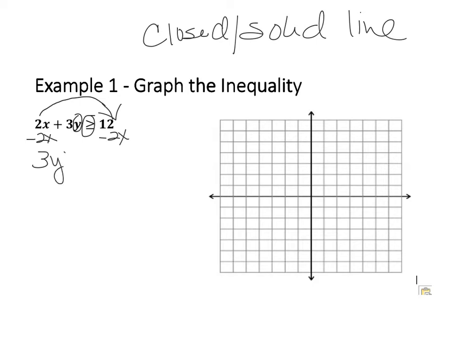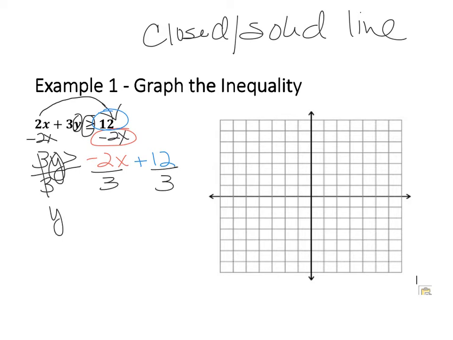So that gives me 3y is greater than or equal to negative 2x plus 12. And remember, this negative 2 has an x attached to it, and the 12 does not, so I cannot put those two together. Next, I want y by itself, but I got a 3 in front, and that 3 means multiplication, so I undo multiplication with division. And if I divide, I have to divide every term all the way across by that same number. So now, I am in slope-intercept form.